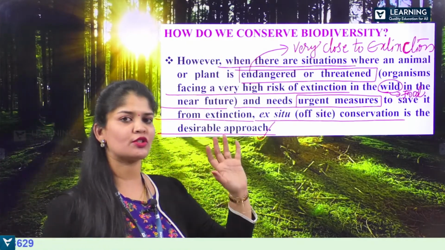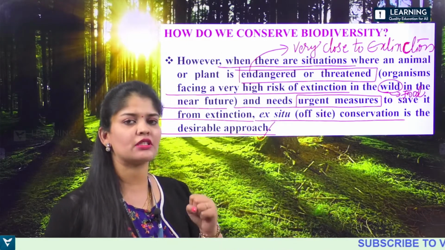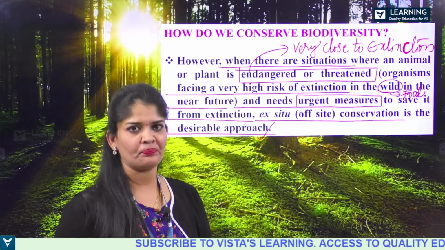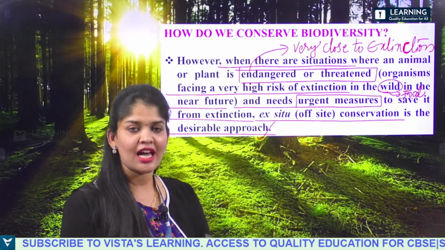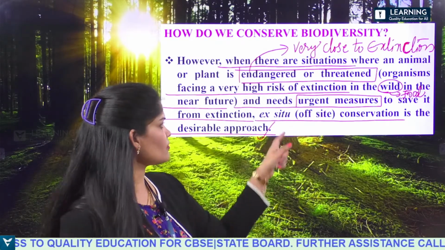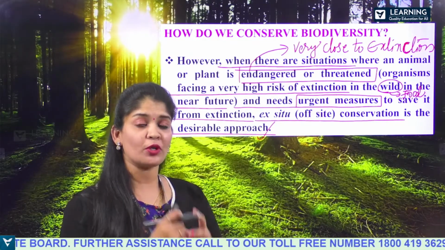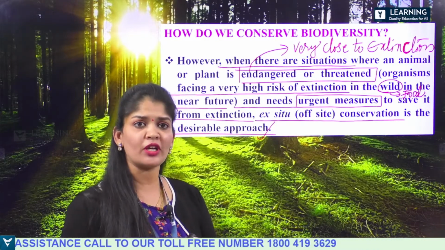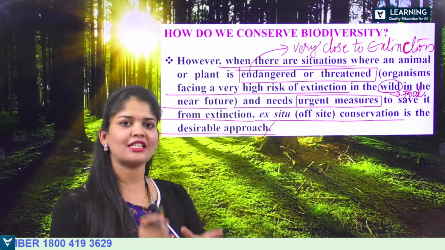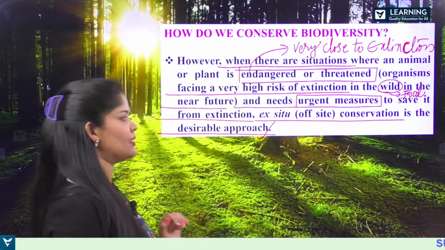If you find some species are endangered, coming close, already placed in the endangered list, already present in the threatened list, and soon they are going to shift to the red list, that means extinction. In that condition, special care is needed, and that approach is called ex situ conservation. Whereas in in-situ conservation, we protect the entire ecosystem to protect species altogether. Here, special care is given to the species which are near to extinction.